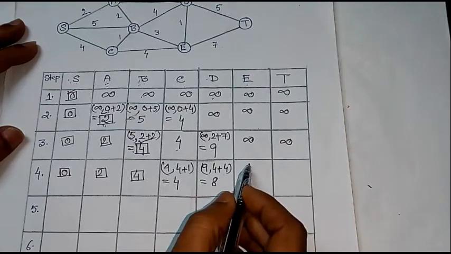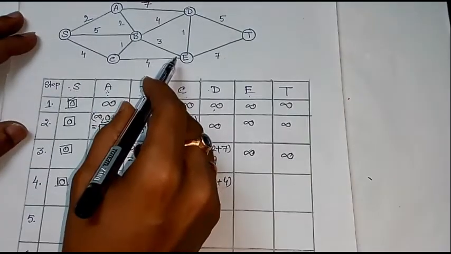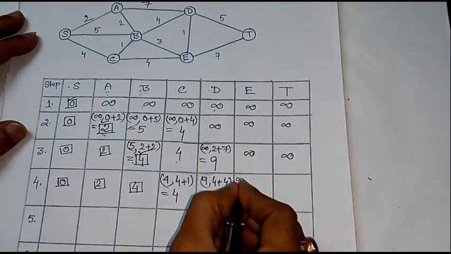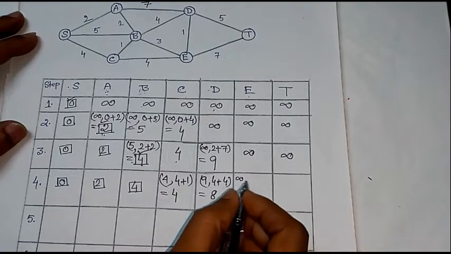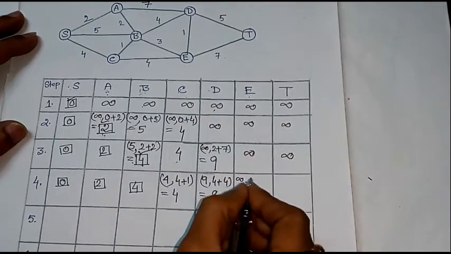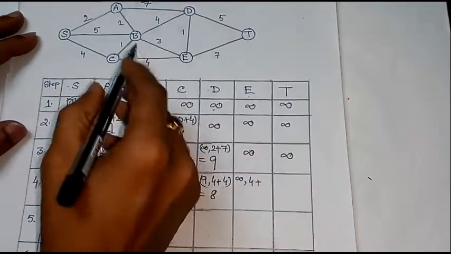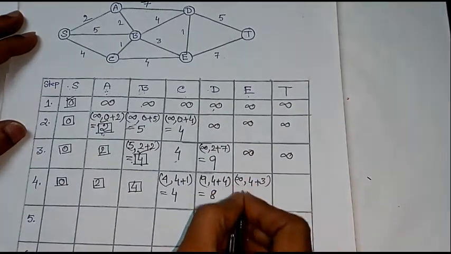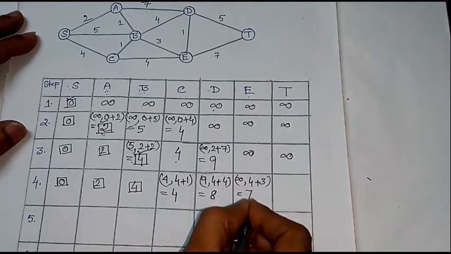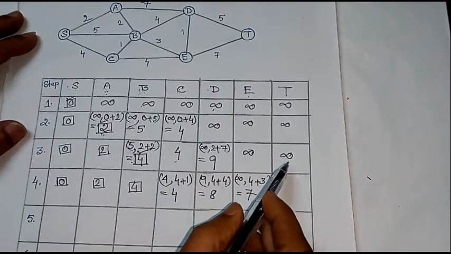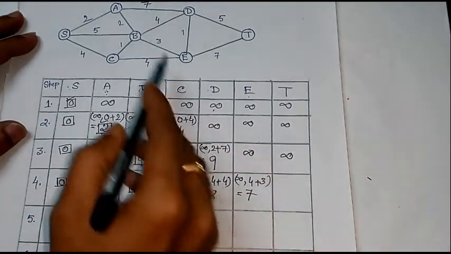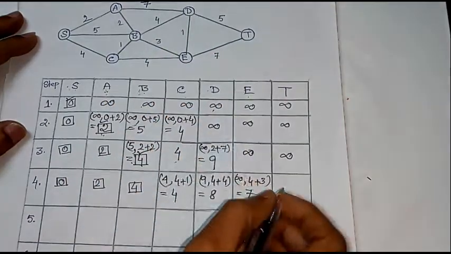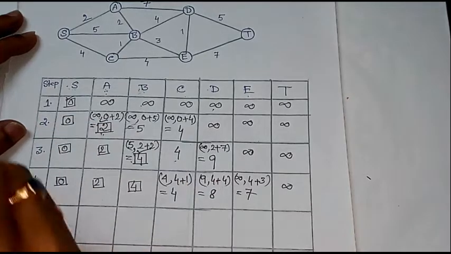Consider E. Now E is adjacent to B, hence put the previous value, comma, and permanent level of the previous step, that is 4, plus distance between B and E, that is 3, and minimum of these two is 7. Finally T. Now B and T are not adjacent to each other, hence we may put previous value of T.